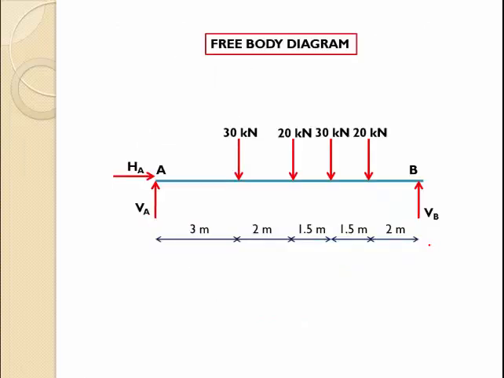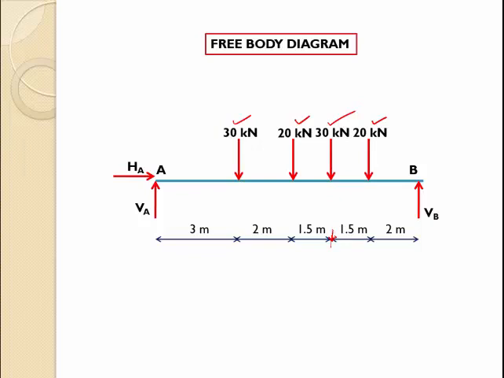So the free body diagram will be like this. At point A, we have replaced the hinged support by 2 support reactions, along horizontal direction HA and along vertical direction, that is VA. At point B, we have replaced the roller support with the support reaction VB. 30 kN, 20 kN and 20 kN forces are already point loads. We have converted the UDL into an equivalent point load of 30 kN, and that has been located at the midpoint of the portion on which the UDL is acting.